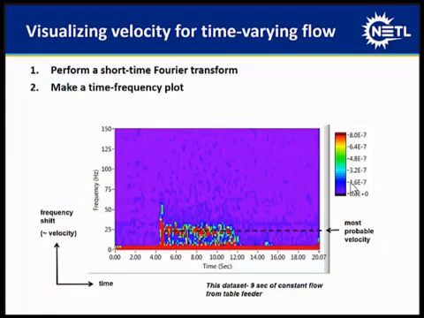So to illustrate what's going on, one way to handle this is to make a short time Fourier transform and make a time frequency plot. So this is the frequency shift as a function of time, and we have a flow of particles which has started over here and ended over there. Red indicates a high intensity of my Fourier transform, so this line here indicates the most probable velocity. You'll notice the frequency shifts are pretty small. This is about 25 hertz.